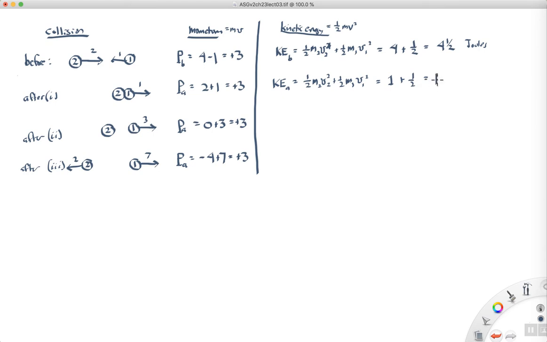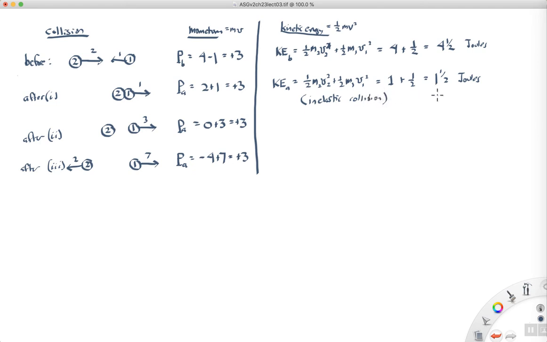So we see that after the collision, there are only 1.5 joules of kinetic energy. What happened to the 3 joules of kinetic energy? Well, in this case, we say that this is an inelastic collision because some of the kinetic energy is not conserved.